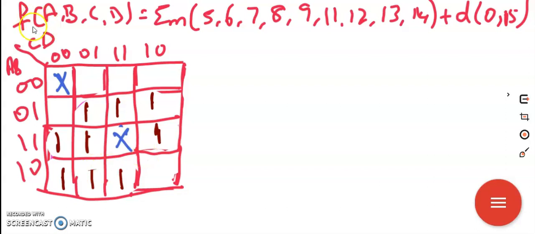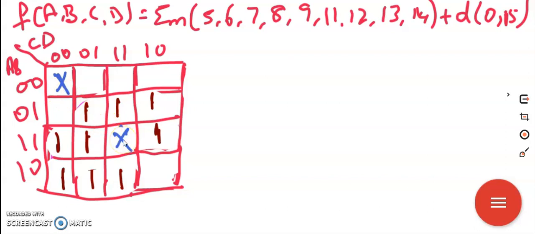So dear students, in this video we'll discuss a problem on K-map. So here the problem has been given on SOP. These are the min terms given and the don't cares. So we have written the entries in these locations: 5, 6 and 7, 8, 9, 11, 12, 13 and 14. So in location of 0 and 15 it is don't care.